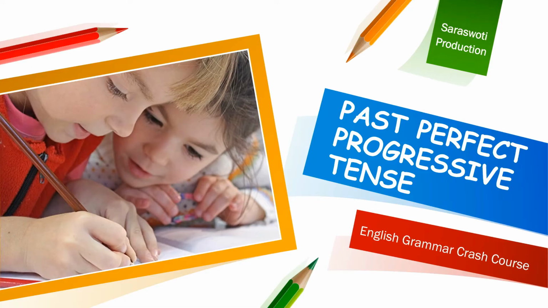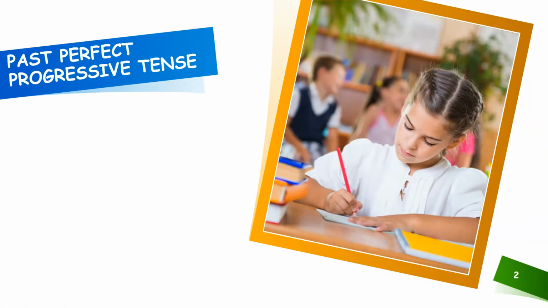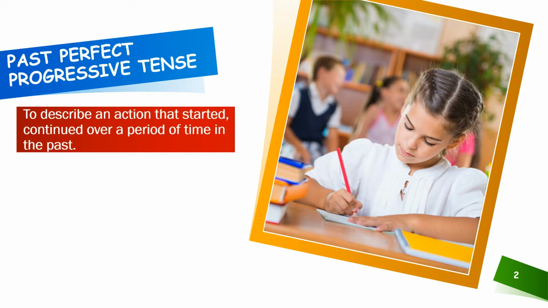Hello learners, today we can learn about past perfect progressive tense. The past perfect progressive tense is used to describe an action that started and continued over a period of time in the past. For example, I had been playing basketball all morning.